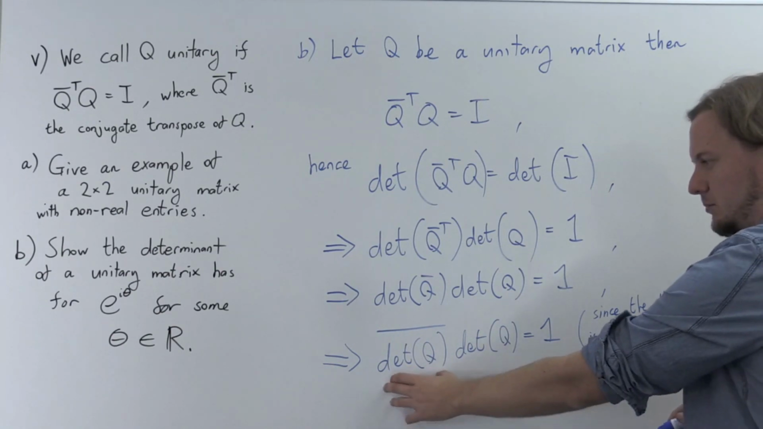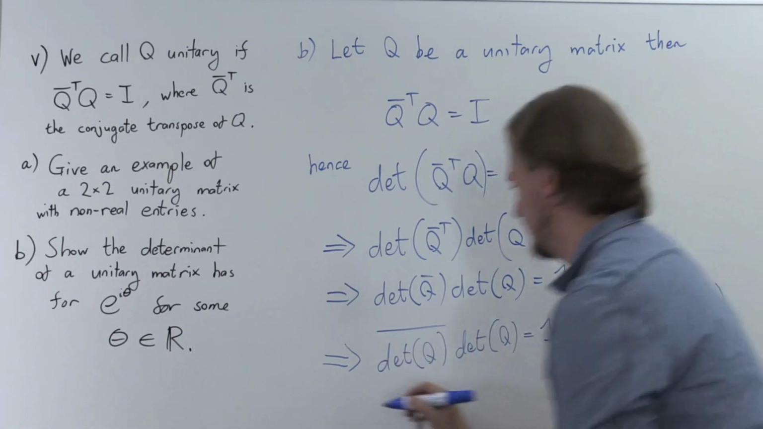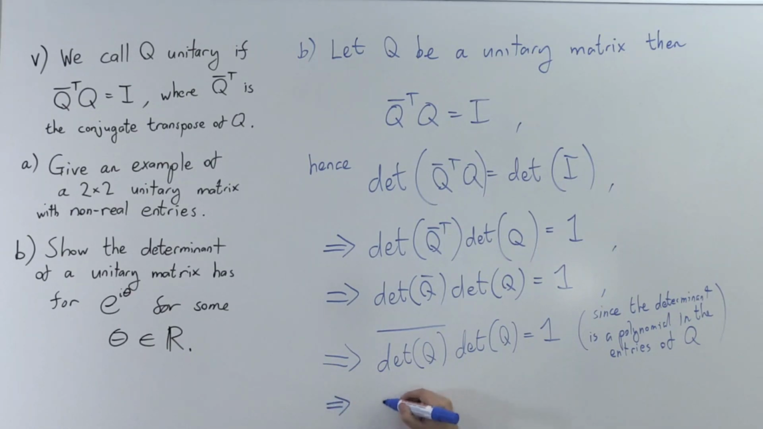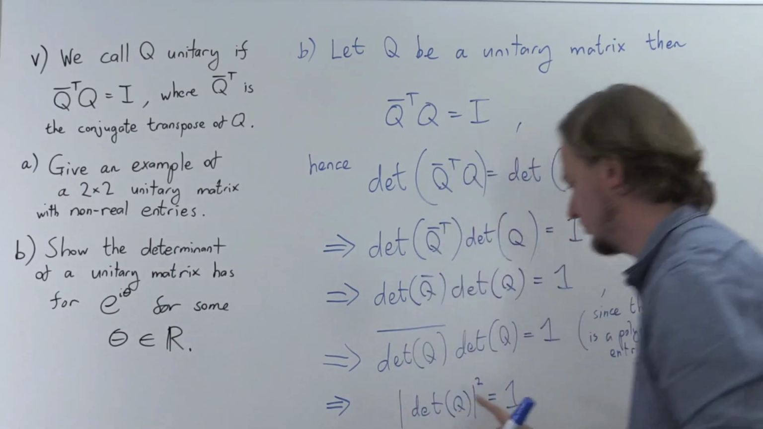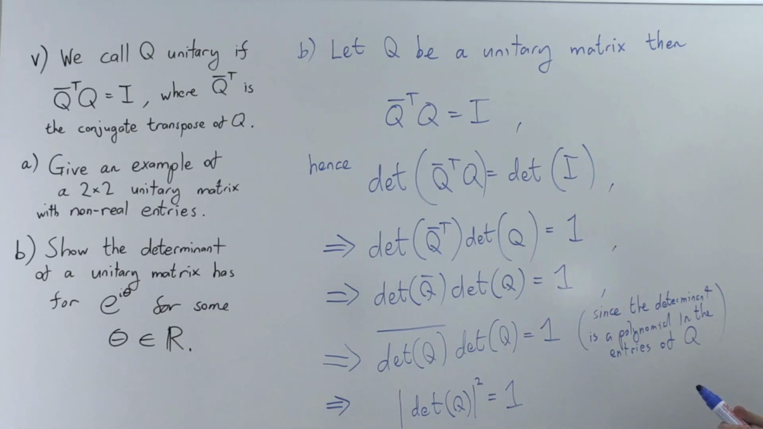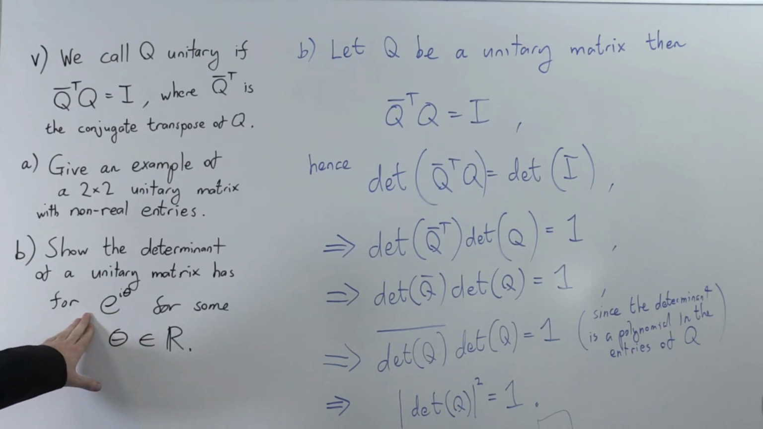So we just got this number, its conjugate, times this is 1. So this is saying, if you take the conjugate of a number times itself, this is just the modulus squared. So that means the determinant is a complex number of length 1. Yeah, that's fine. So I remember marking this, and a lot of people did get this part.